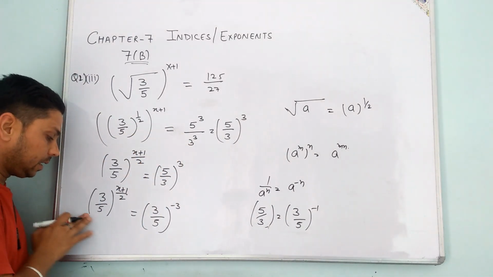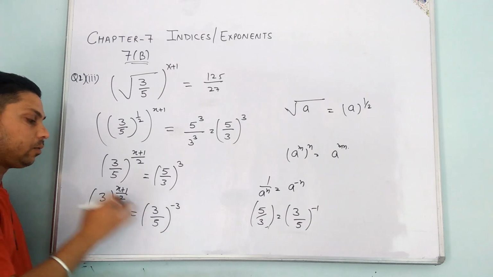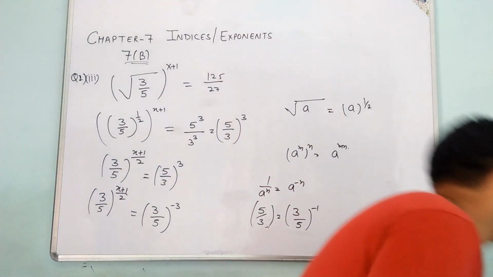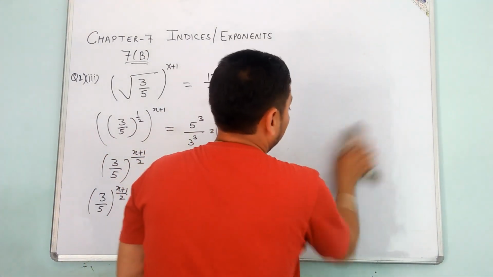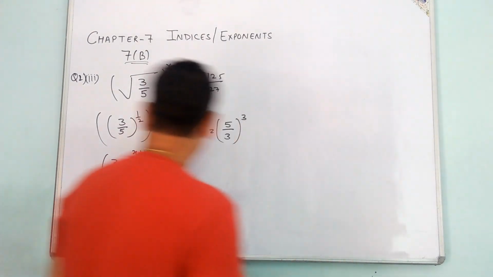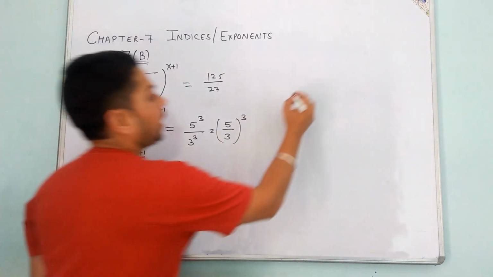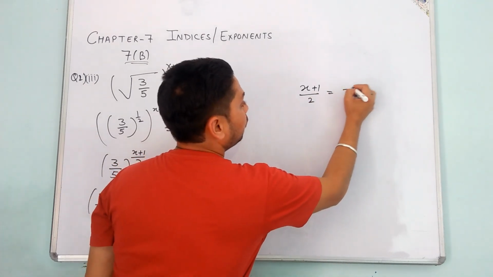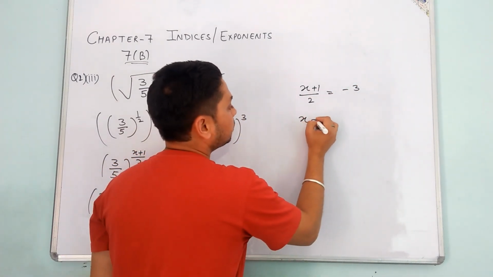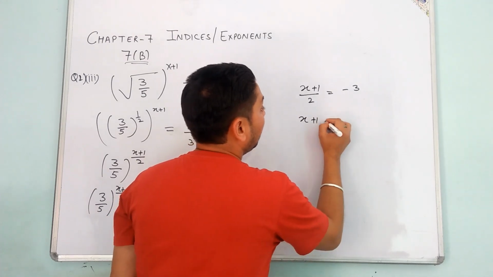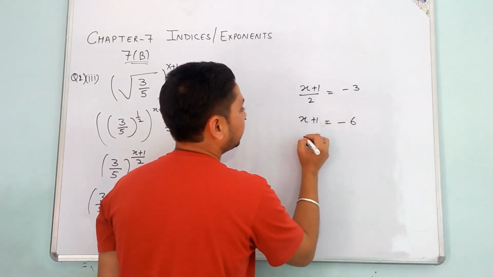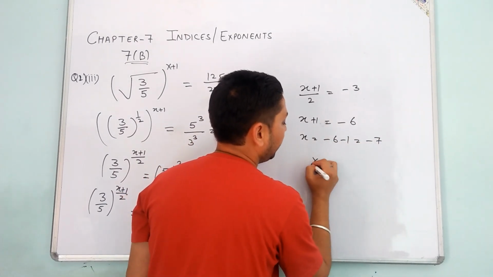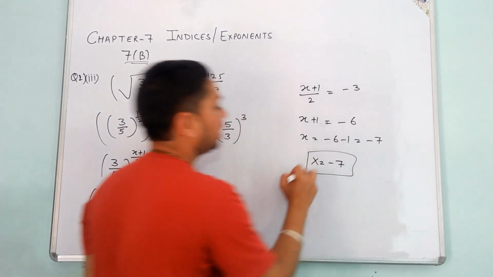Now look at this. Now we have the bases equal. If the bases are equal, then their powers will be the same or equal. So we have (x plus 1) upon 2 equal to minus 3. Cross multiply: x plus 1 is equal to minus 3 times 2, which is minus 6. X is equal to minus 6 minus 1, that is equal to minus 7. So we have x is equal to minus 7 as the answer.